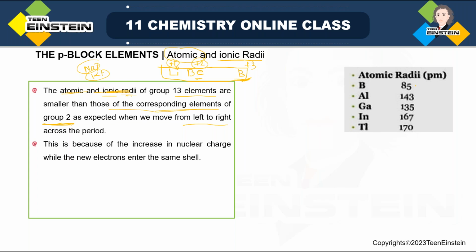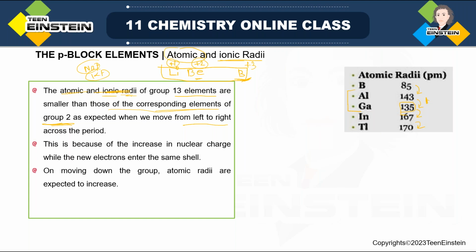85 for boron. The next one is 143 picometer. But why is gallium 135? So this is actually the discrepancy. But after that, if you move to indium, it is again increasing. Thallium, again increasing. But in this position, for these two, there is a discrepancy. And why there is a discrepancy, that we have to see.